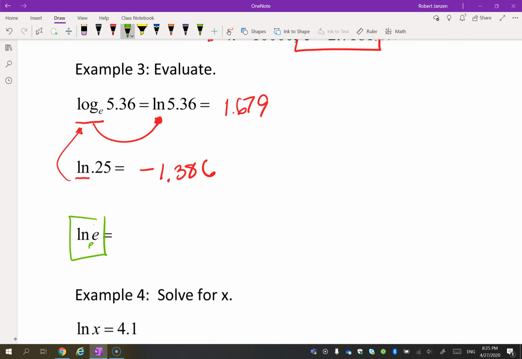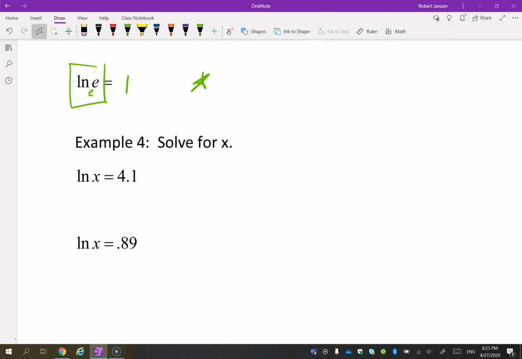So think about this. The natural log of e. This means e to what power is e? Well, this equals 1. That's going to show up a lot. You'll see very shortly. So if we want to solve this, same thing. If you see log on one side of the equation, you're going to change to exponential form. So you have e to the power 4.1 is x.